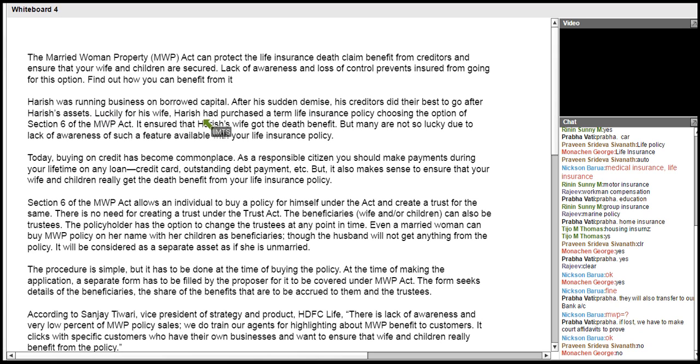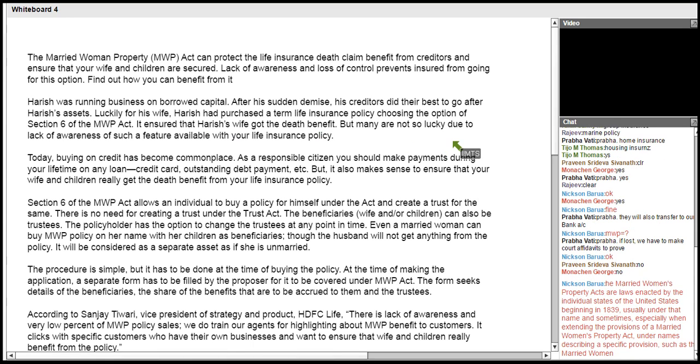Luckily for his wife, Harish has purchased a term life insurance policy choosing the option of Section 6 of the MWP Act. It ensured that Harish's wife got the death benefit. Fine, but many are not so lucky. To ascertain the genuineness, the claim is settled on the basis of indemnity and public notification, if found genuine. Under Section 6 of the MWP Act, the policy proceeds will be paid to the beneficiaries.